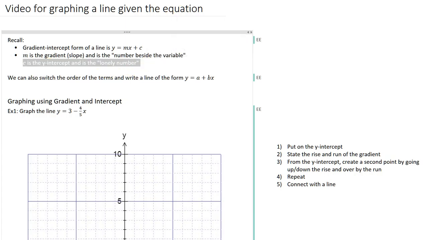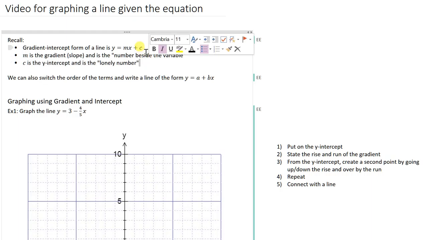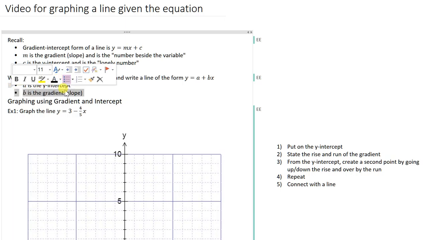And then c is the y-intercept, also known as the lonely number. So whatever we've got, the number by itself, that's my intercept, and then the number beside the variable, that's the gradient. As I mentioned, often we switch the order of the terms and write it of the form a plus bx. Again, this doesn't change anything about how we graph it. A, in that case, is the y-intercept because it's the constant, the number by itself, whereas b is the gradient or slope because it's the value beside the variable. Okay, so that's what we're going to look at.